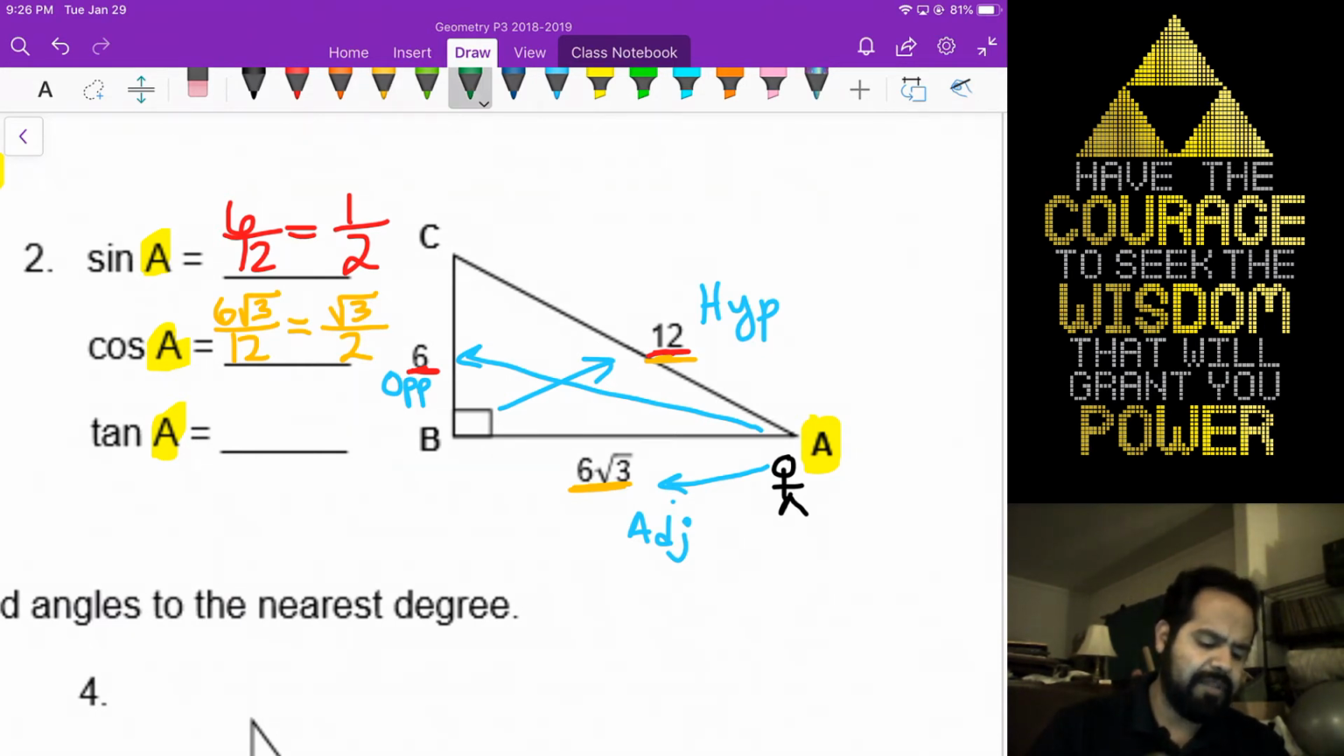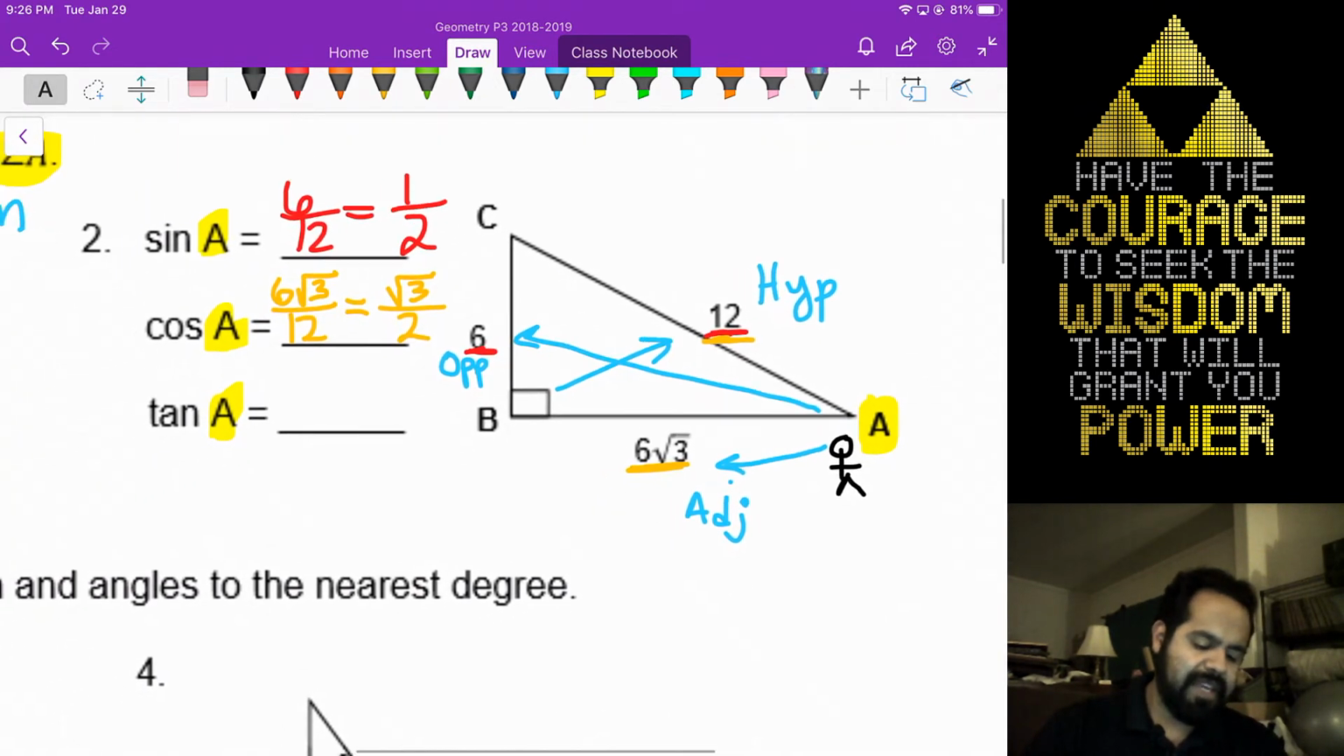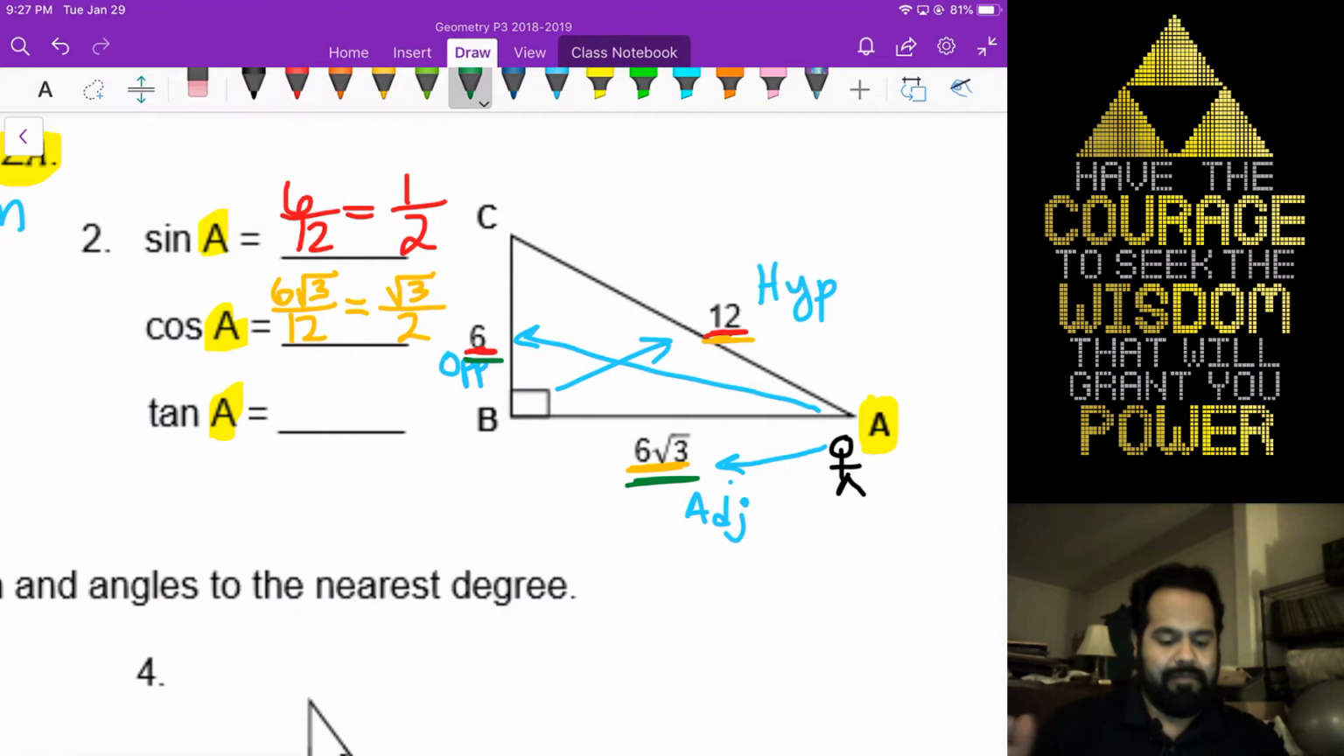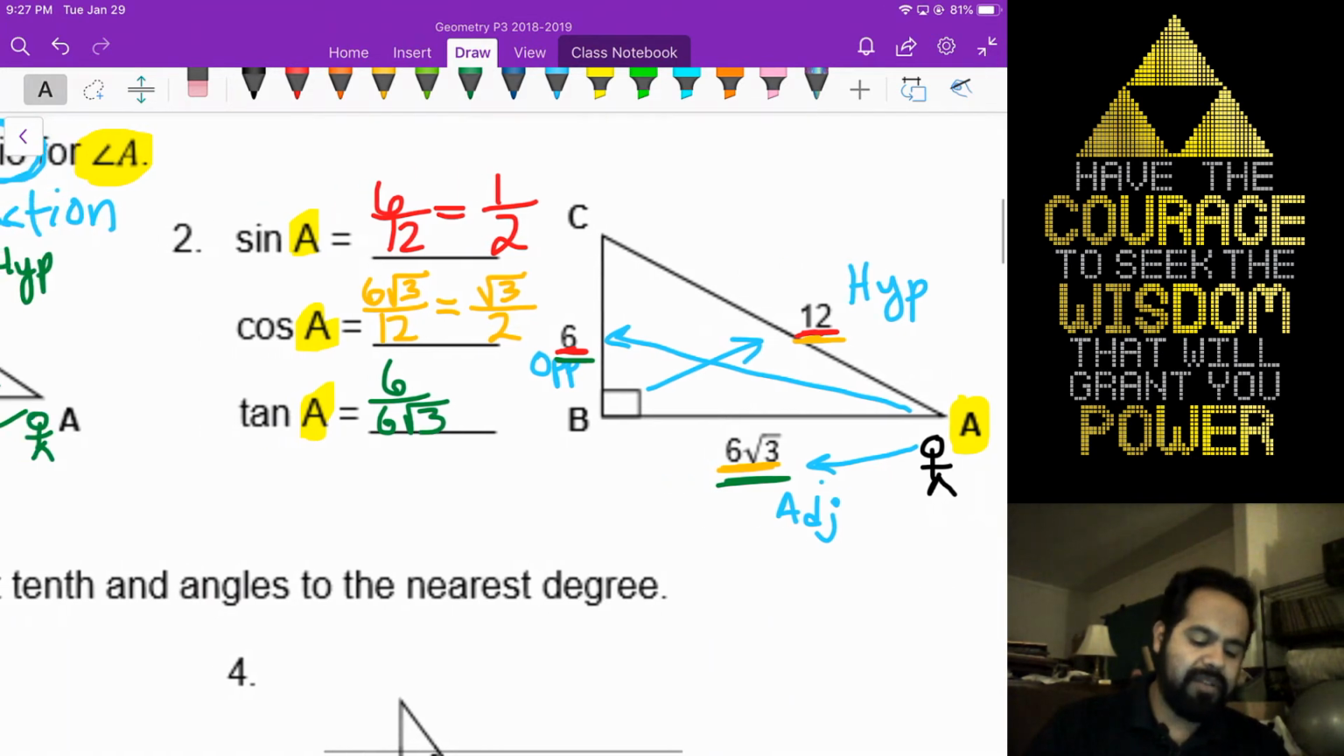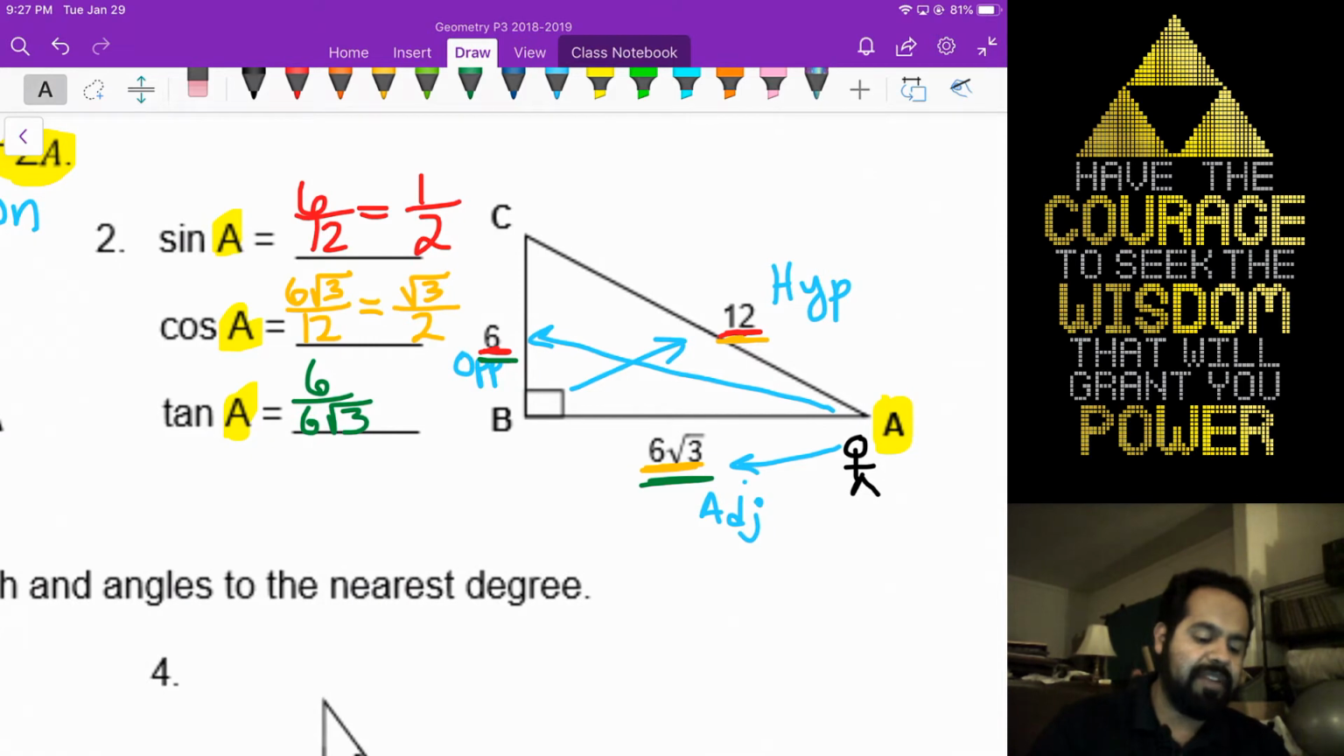Now, tangent might be the most confusing for all of you, because you're going to notice that when we do the opposite over the adjacent, we get this, 6 over 6 rad 3. Now, we don't want radicals down below. That's part of what we've been working on with the special right triangles. So if I have something like this, before I do anything with the radical, I'm going to reduce the numbers. The 6 and 6 become a 1, and the rad 3 is down below.